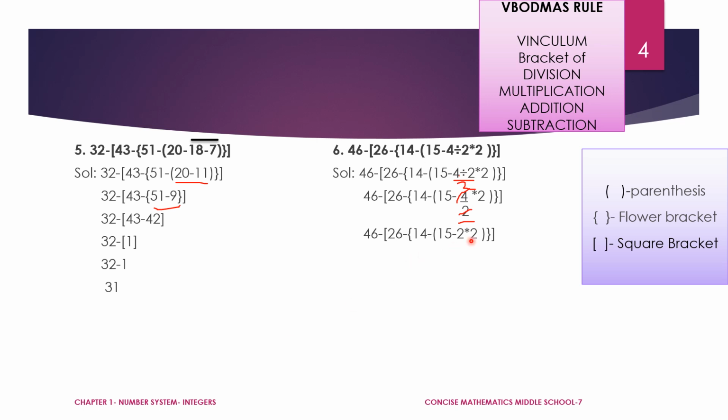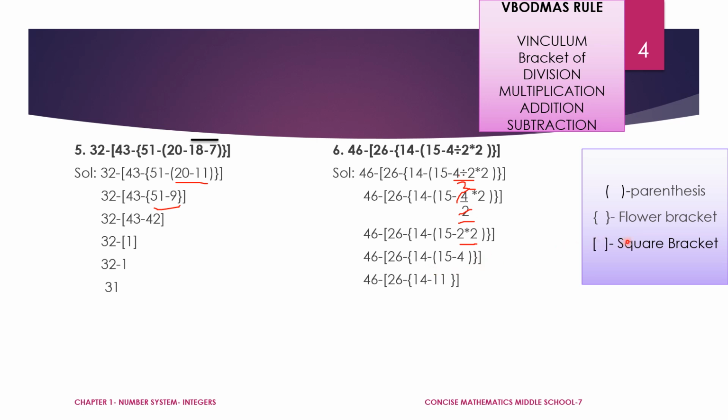Now in this, after division, what you have to give importance to is multiplication. So you need to solve only this 2 into 2. So 2 into 2 becomes 4, right? So see, I have solved only this, one small change I have made. Now you can subtract this 15 minus 4. It will become 11, and I have removed this parenthesis.